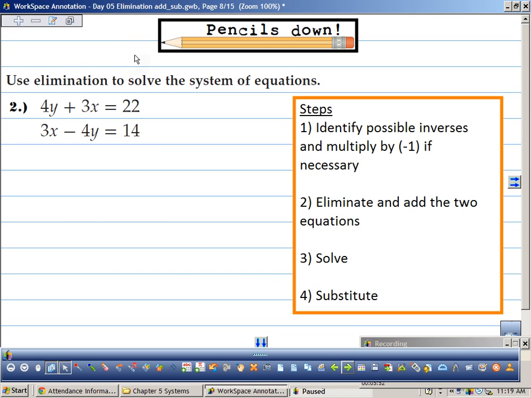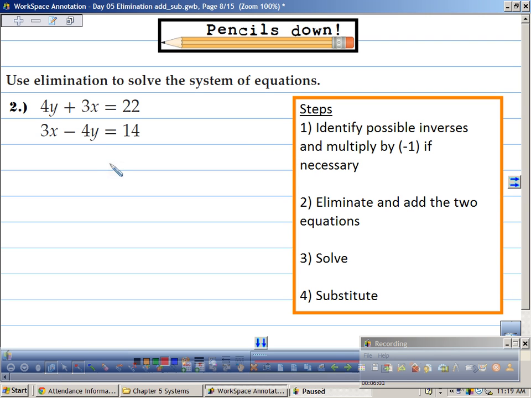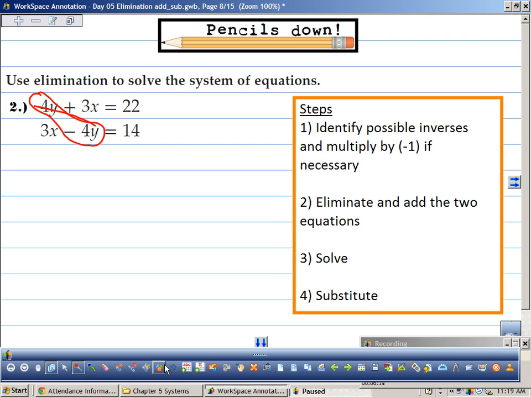Okay, let's move on to the second one. Use elimination to solve the system of equations. So the first thing I'm going to do is identify possible inverses and multiply by -1 if necessary. I see that I've got y's in common. Can't I just grab the y's? The y's go together, right? 0 pair. They eliminate each other.